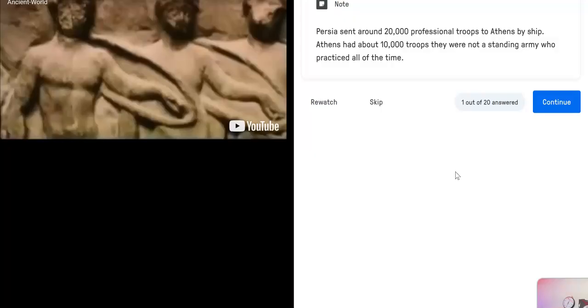So Persia thought 20,000 troops would be more than enough. 20,000 professional troops against 10,000 guys who are not professional troops, they thought that was enough. If they didn't think that was enough, they would have sent more because they have way more than 20,000 soldiers, okay? So this is a huge thing to remember. Persia sent 20,000 professional troops. We should highlight or underline professional troops because that's the super important part as we are getting this into our notes. So you can go ahead and get that into your notes.